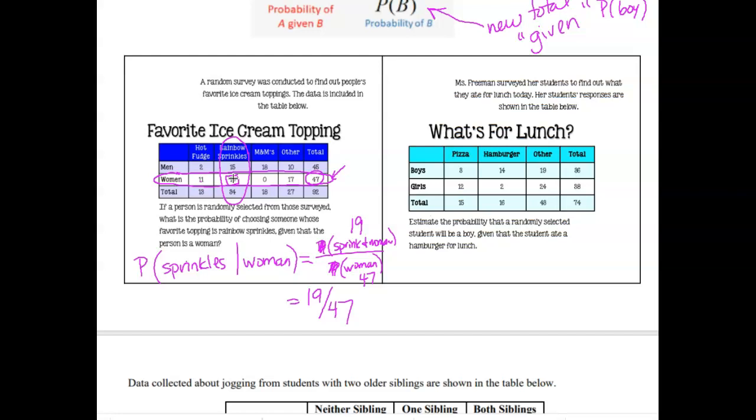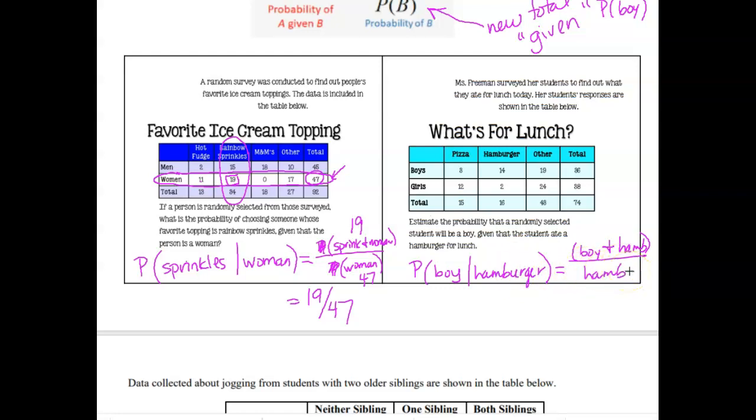All right, let's look at lunch. So we could talk about pizza, hamburger, other, boys and girls. So estimate the probability that a randomly selected person will be a boy given that they ate a hamburger for lunch. So on top, we want a boy and a hamburger. How many boys like hamburgers? Out of, well, I'm only selecting out of the people that ate hamburgers.